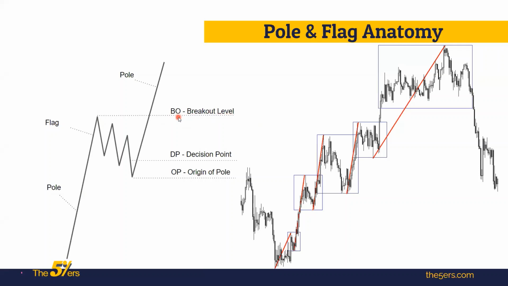I call it BO. We also have the origin of the pole, the origin of the next pole, which is actually the dip, the lowest point if it's a long, a buying pole and flag. You just imagine the other way around if this is for short. Okay, so we call it the origin of the pole. So that's another key level that we are going to look for.